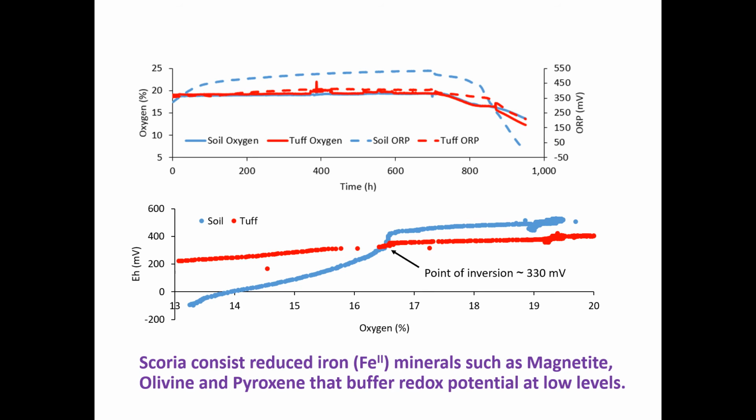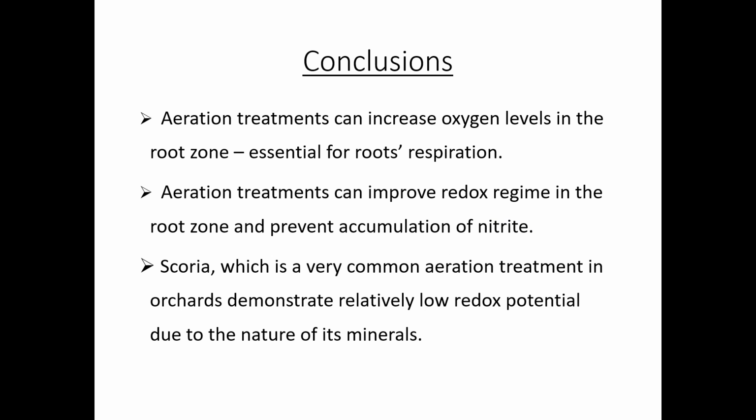One last thing. What we were guessing is that the scoria consists of reduced iron minerals, some magnetite, olivine, pyroxene. I hope some of these words mean something to you, maybe not. And these reduced iron minerals kind of buffer the redox potential at low levels, whereas in the soil, the redox potential is more a result of biological processes, for example, the nitrification, and that's why we see this sharp drop here at 330.